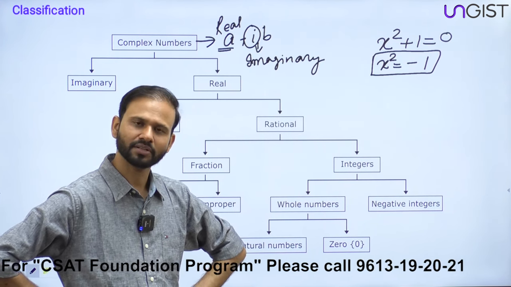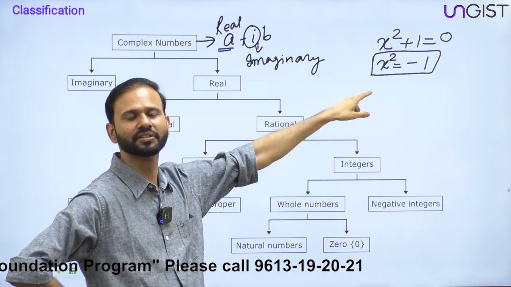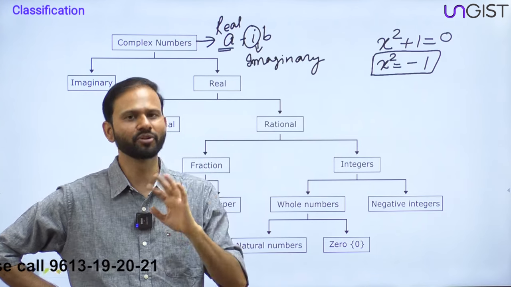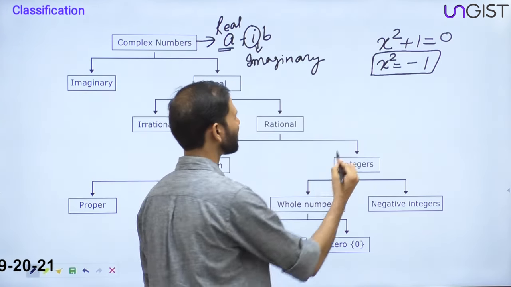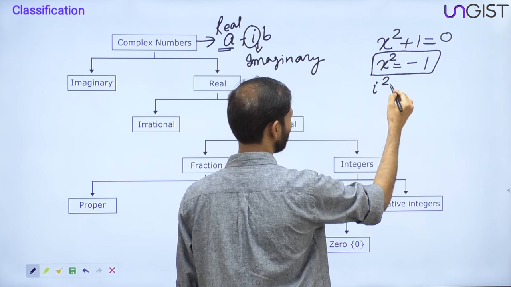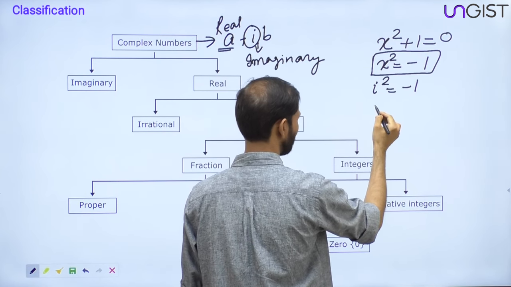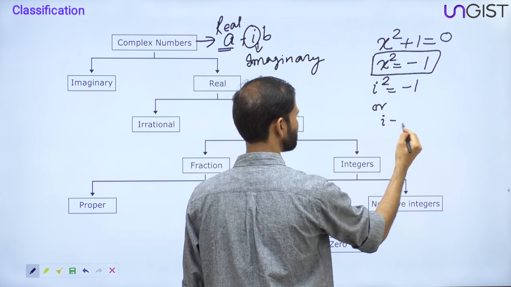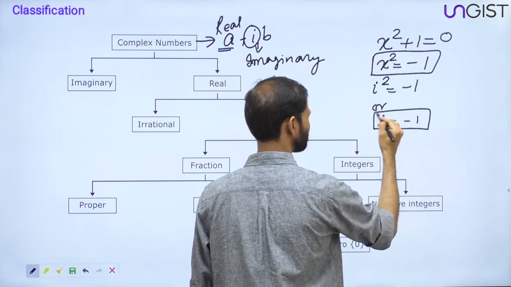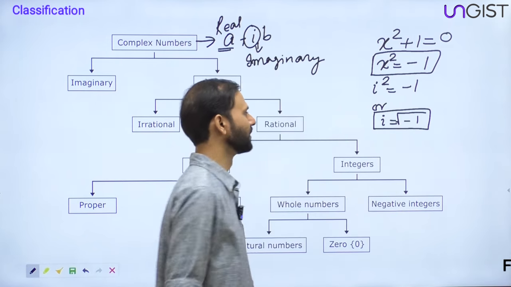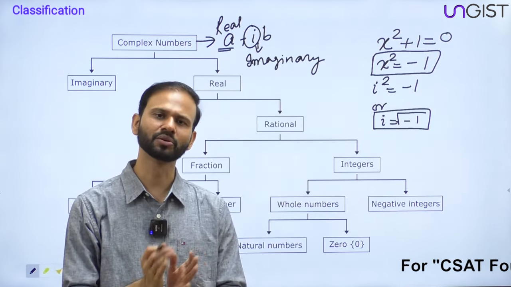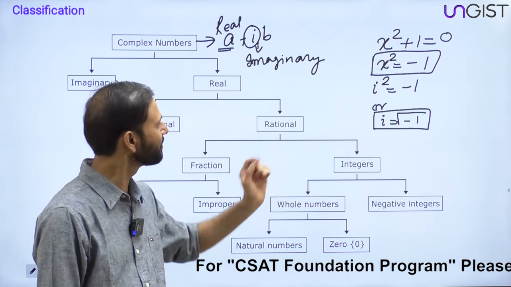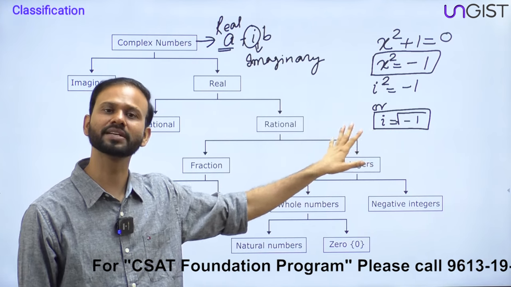So just for the solution of this equation, we have assumed one number from our end. That number was I, for imaginary. I square is equal to minus 1, or you can say I is equal to under root of minus 1. This is the value of I. We have assumed this from our end, that's why this is known as I.